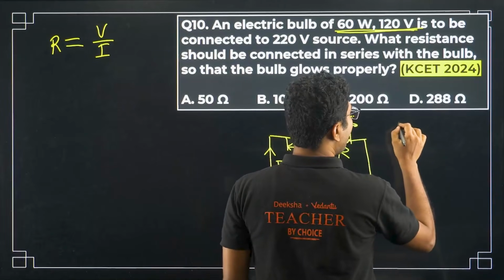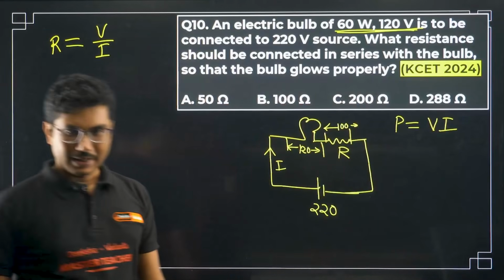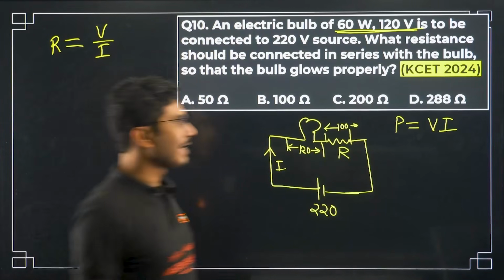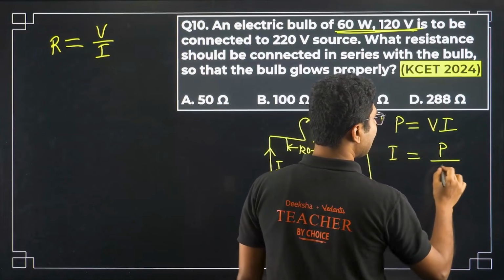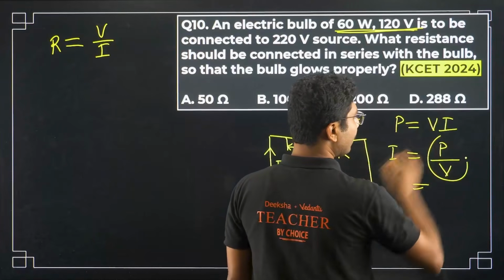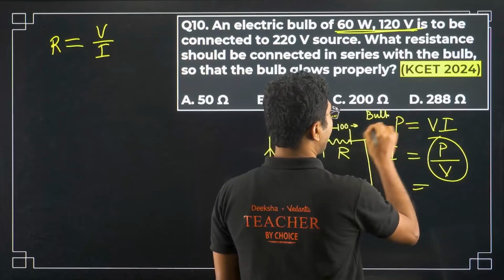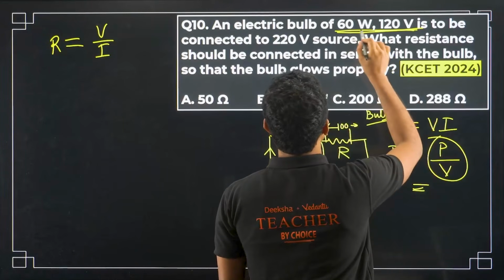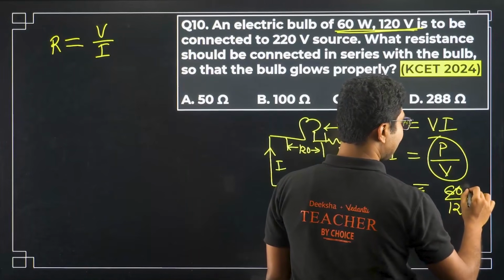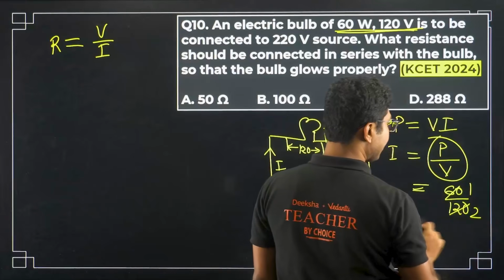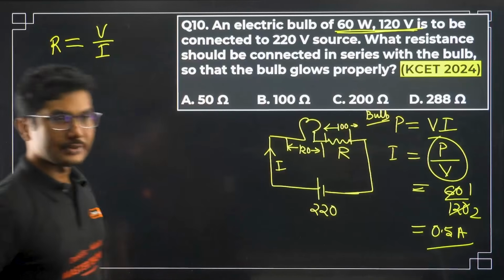What is the formula? Power equals VI, Vodafone Idea. Energy is vitamin, power is Vodafone Idea. So I is basically power divided by the voltage. Now here everything is related to the bulb only. What is the power of the bulb? Power of the bulb is 60, voltage of the bulb is 120. So the maximum current that the bulb will allow is half ampere, that is 0.5 ampere.